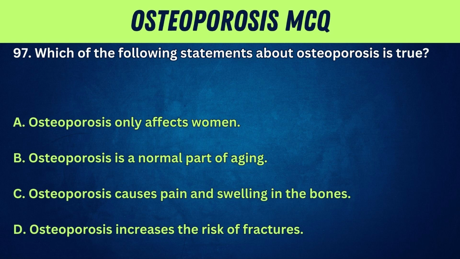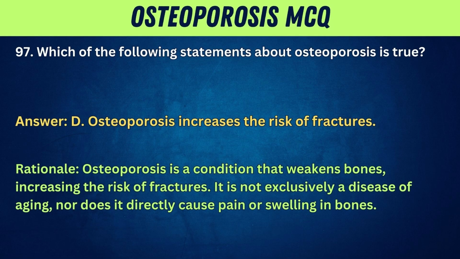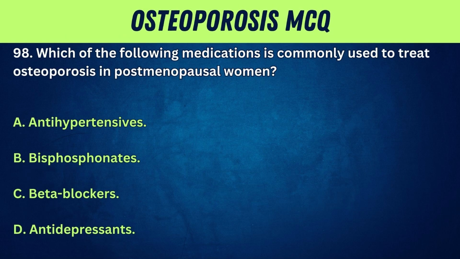A. Osteoporosis only affects women. B. Osteoporosis is a normal part of aging. C. Osteoporosis causes pain and swelling in the bones. D. Osteoporosis increases the risk of fractures. Answer: D. Osteoporosis increases the risk of fractures. Rationale: osteoporosis is a condition that weakens bones, increasing the risk of fractures. It is not exclusively a disease of aging, nor does it directly cause pain or swelling in bones. 98. Which of the following medications is commonly used to treat osteoporosis in postmenopausal women?